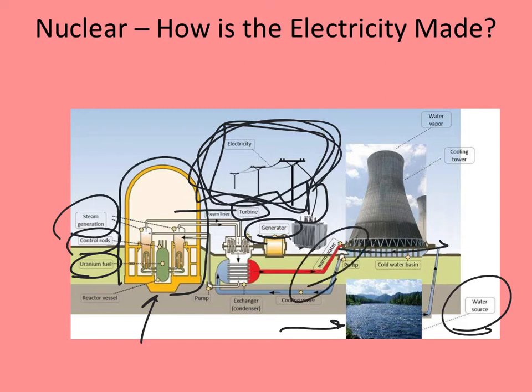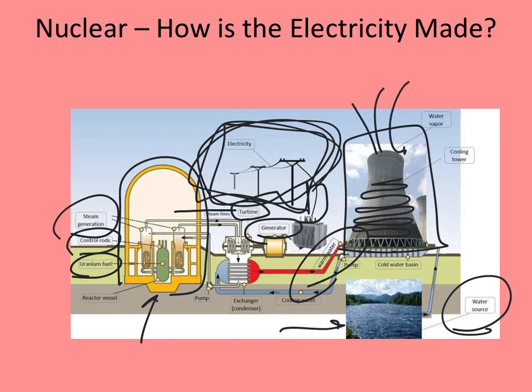And so that's why they have these things that are so ubiquitous with power plants. These are the cooling towers. So they're sending hot water through here to try and cool it off. And what comes out of here is steam. So it makes steam.